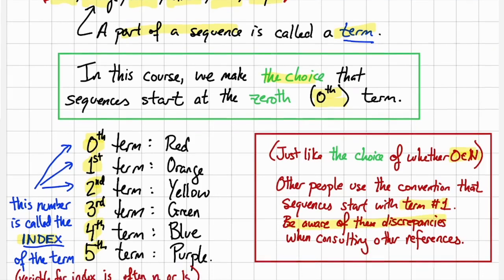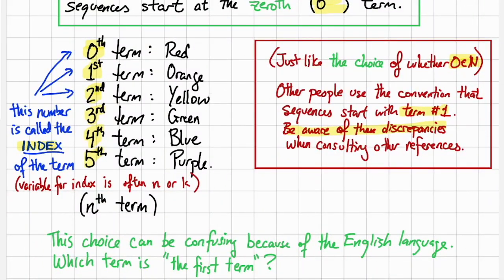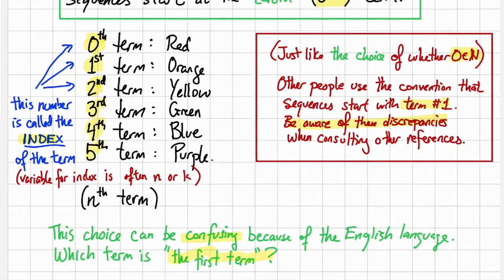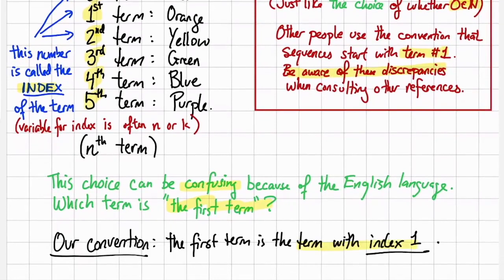This choice has some pros and cons. One thing is that this choice can be confusing because of the English language. When you're talking about what is the first term, what we're going to say is the first term corresponds to the term with index 1. Often when we're talking about the indices of a sequence, we'll either use an n or a k. In general, we would look for the nth term of a sequence.